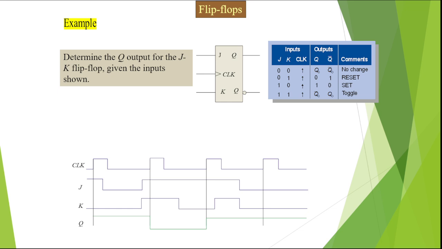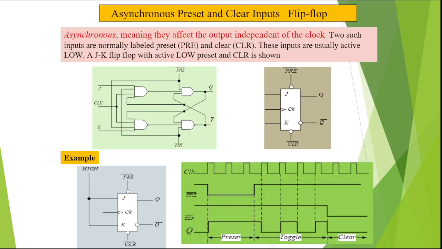In JK it is a toggle condition. So why? Because the leading edge of the clock is going to produce it, not a falling edge. So there are asynchronous preset as well as clear inputs on the flip-flops. Preset and clear, these are the two inputs which are going to make it low. Right?